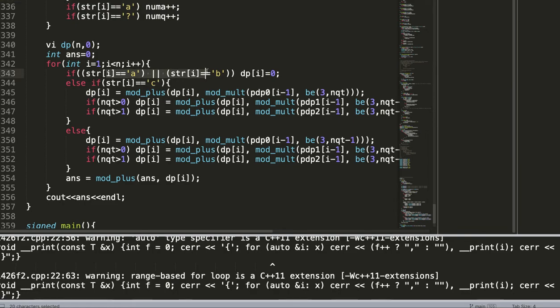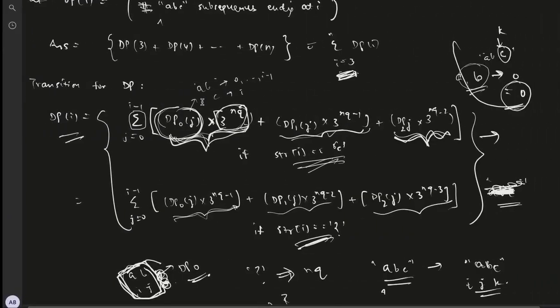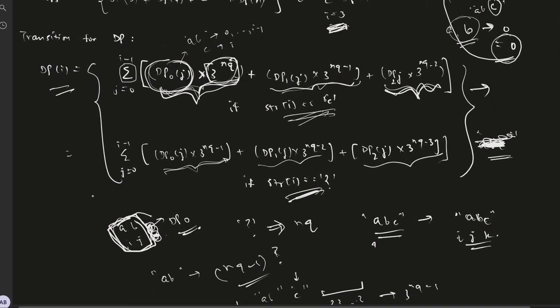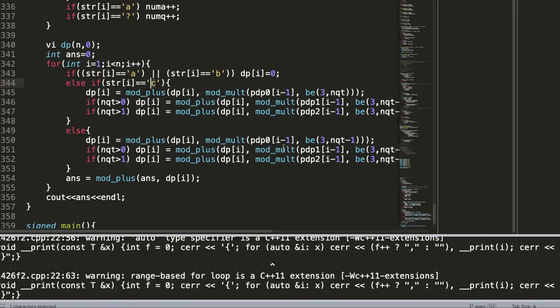If A or B, as we discussed, if the ith character is A or B, then dp of I would be 0. If it is C, I've used this particular transition. I've already explained the logic, so this is it. And one thing to keep in mind is we need to use mod addition, since the values can be very large and it is mentioned in the question, and we finally print the answer.